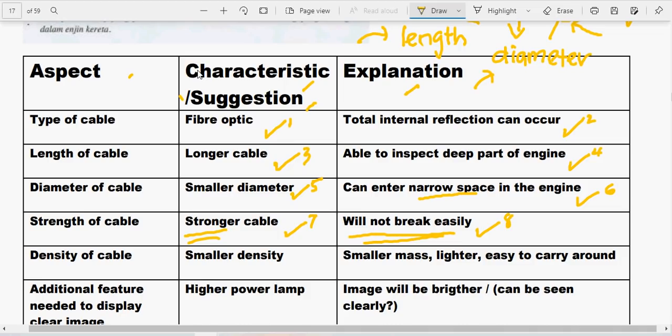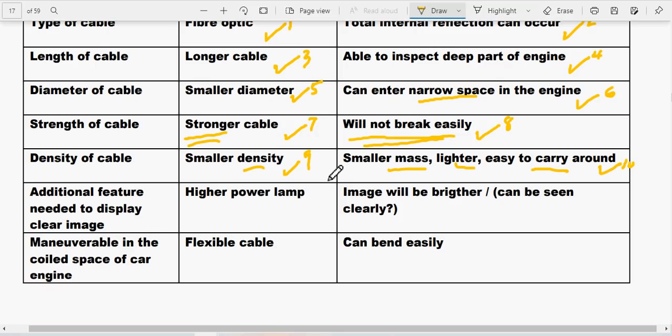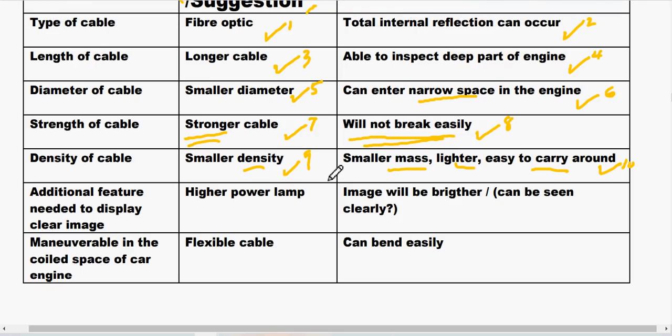Then the density of the cable should be a smaller density cable. This is tick 9. Smaller density means smaller mass, lighter, easy to carry around. This is tick number 10. So this is a 10 marks question, but you can write more, provided you do not contradict.